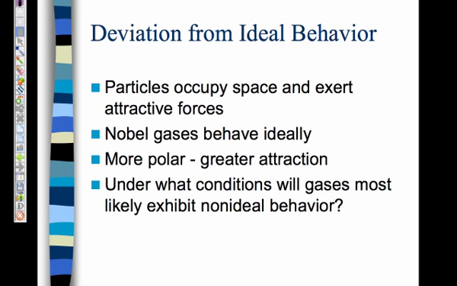So under what conditions will gases most likely exhibit non-ideal behavior? It's going to be when they're closer together. So what would make them be closer together? Higher pressure. If you're pushing on them more, they're going to be closer together. Or low temperatures. If you get low temperatures, they start moving slower and they're going to be closer together. So high pressures or low temperatures will give you more deviation from ideal behavior.